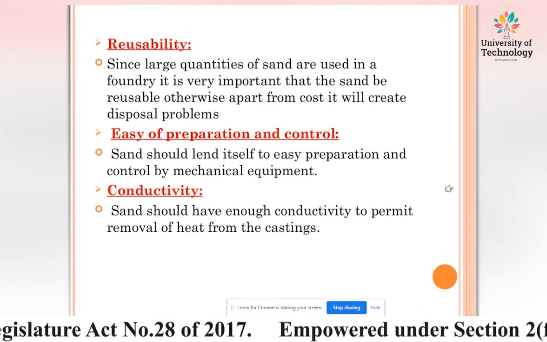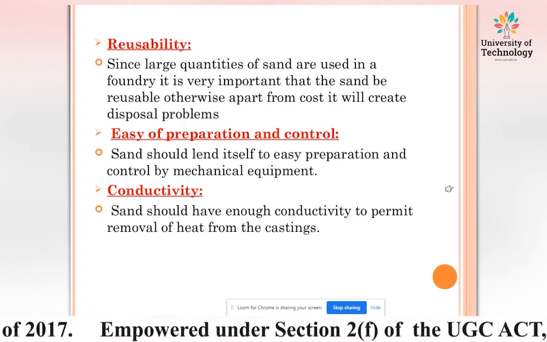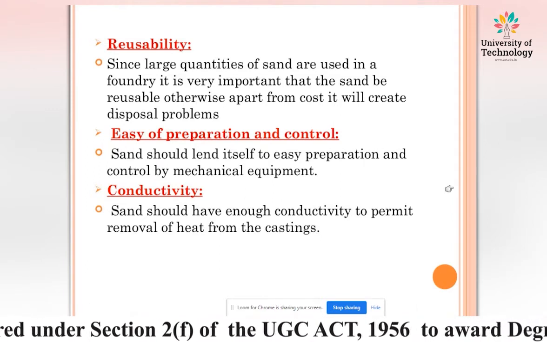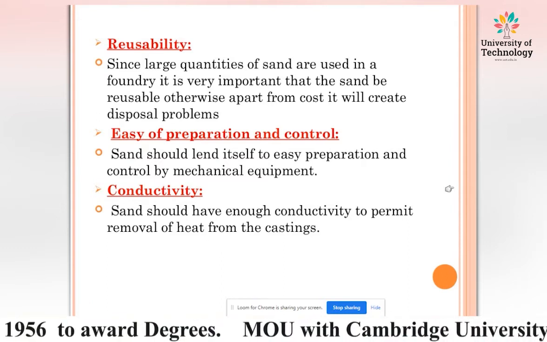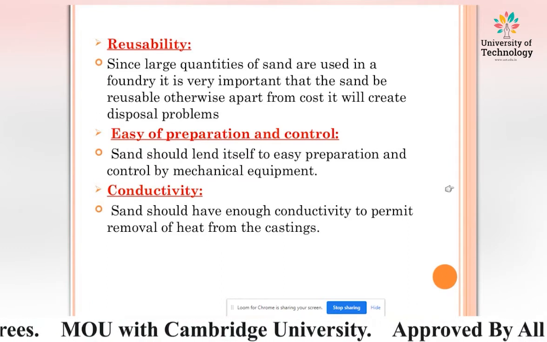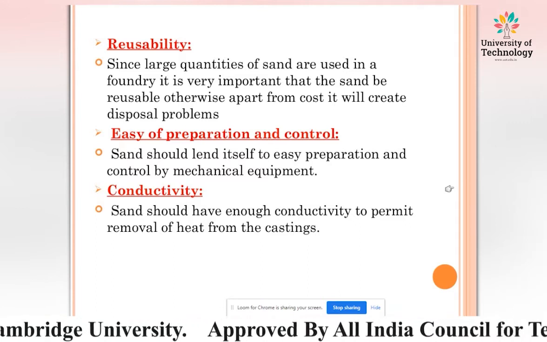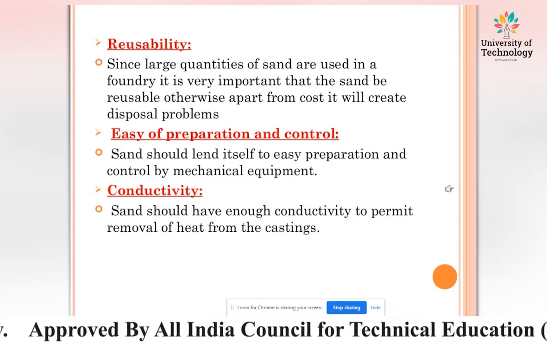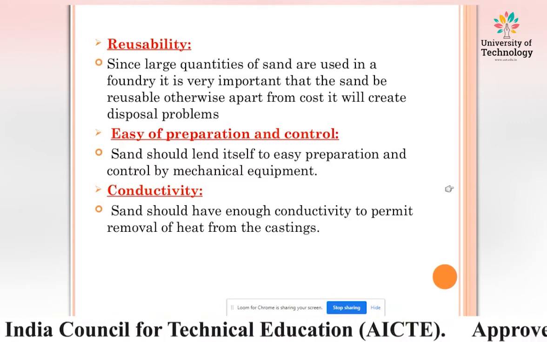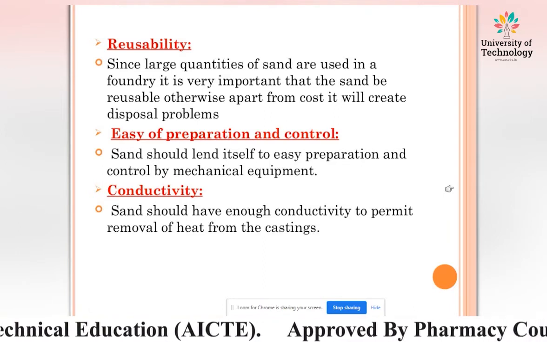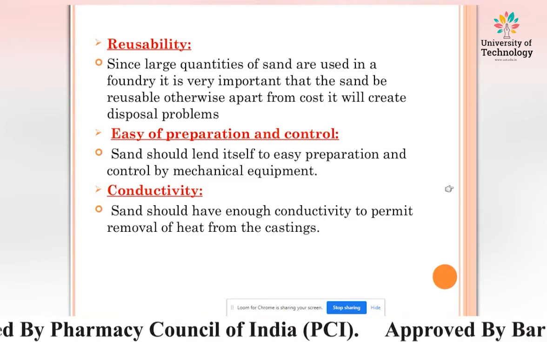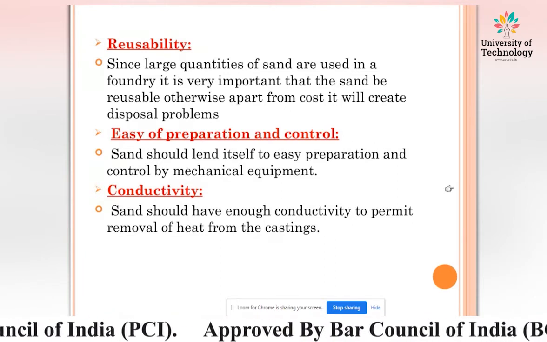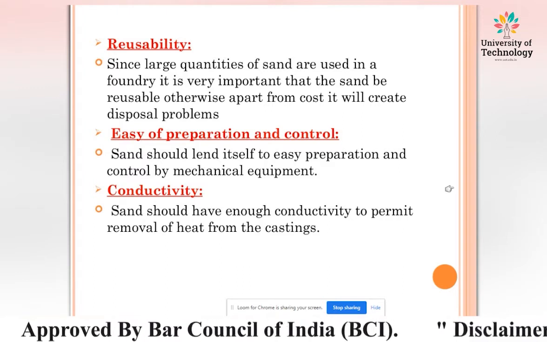Reusability. Since large quantities of sand are used in a foundry, it is very important that the sand be reusable, otherwise, apart from costing, it creates disposal problems. Ease of preparation and control. The sand should lend itself to easy preparation and control by mechanical equipment.